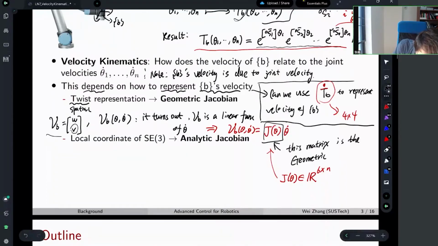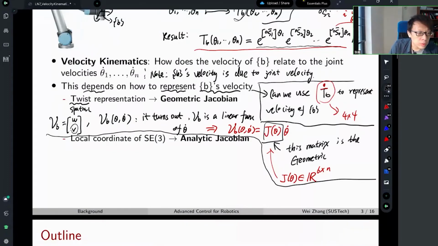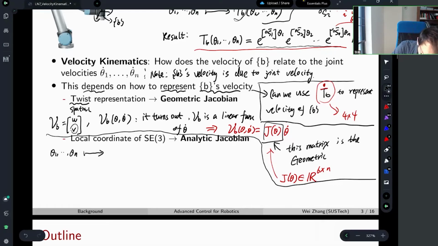Another way to represent it is kind of different from what we use here, the geometric Jacobian. By definition, we use twist to represent the end-effector frame velocity, and sometimes it's more convenient to directly write down the quantity of interest, and not in terms of twist. We can use some local coordinate of SE(3). What that really means is here. Suppose I have the joint variables, then I know the forward kinematics, as I reviewed before, it's a function of them. And this is nothing but something that has two parts, right? It has R and p, both are functions of thetas. I didn't write the dependence here.